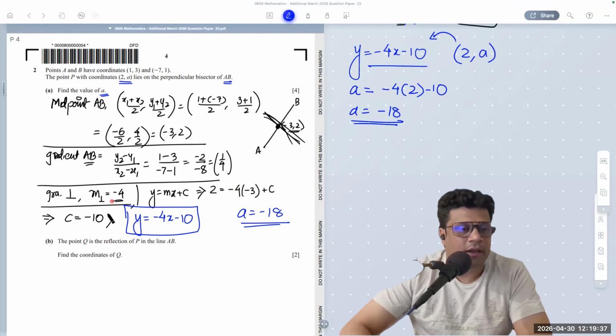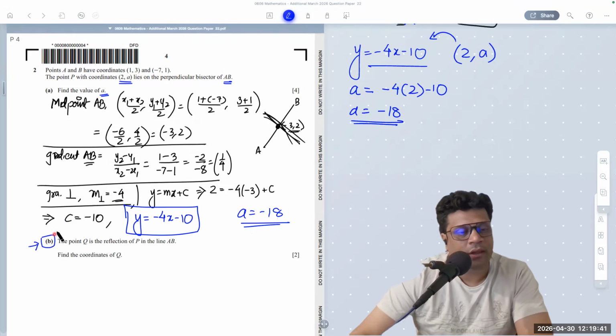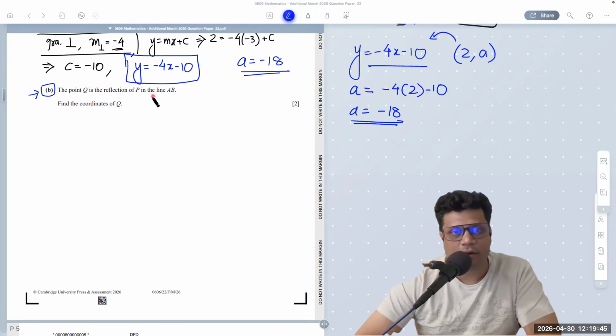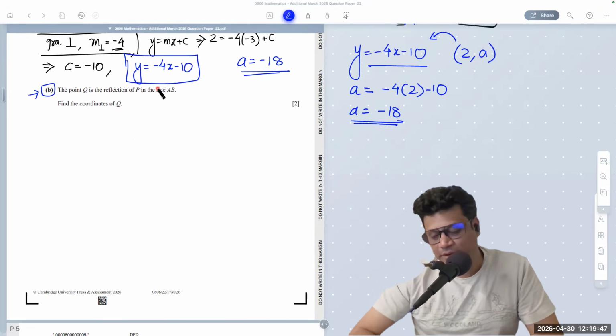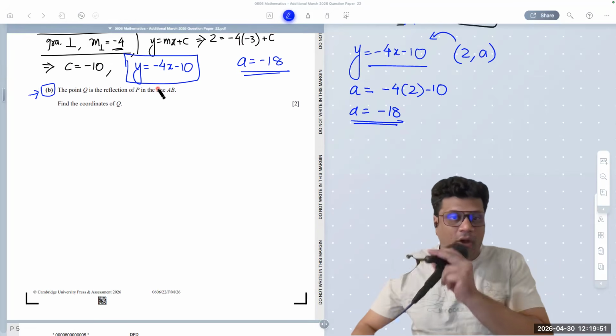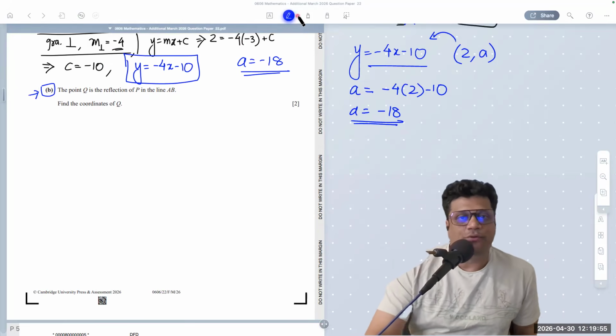Okay. Now look at part B. It's a question which has recently floated into the scene. It was not that common earlier. Nowadays, for the last 3 or 4 years, this is a go-to question for them.